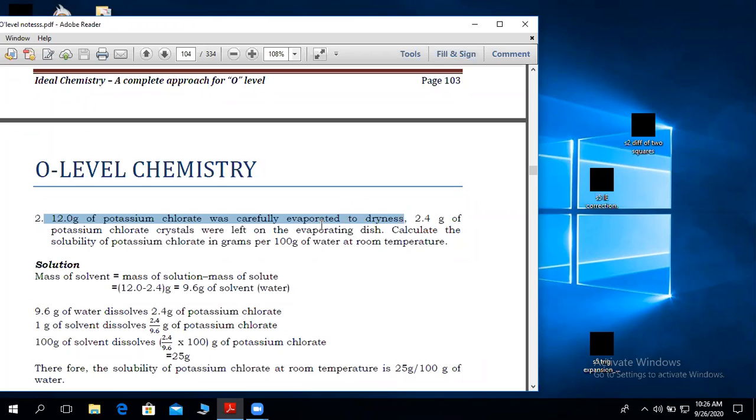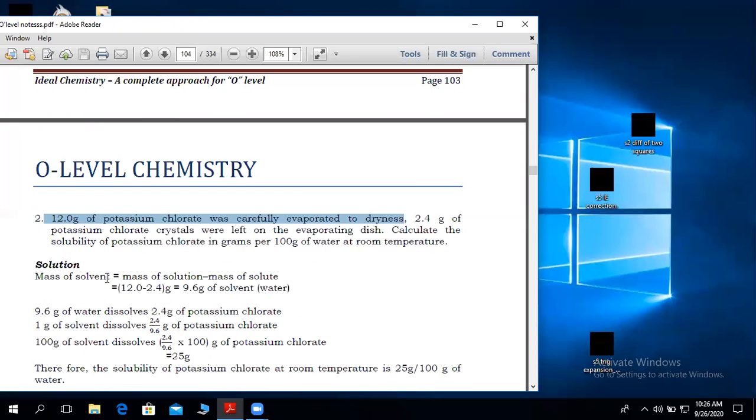So when water was removed, this is the solution containing water. 12 grams of potassium chlorate was carefully evaporated. And when it was evaporated, 2.4 grams of the salt remained. Now I can ask, Maria, what is the mass of water that was evaporated?